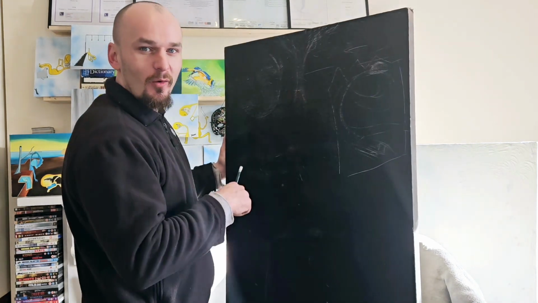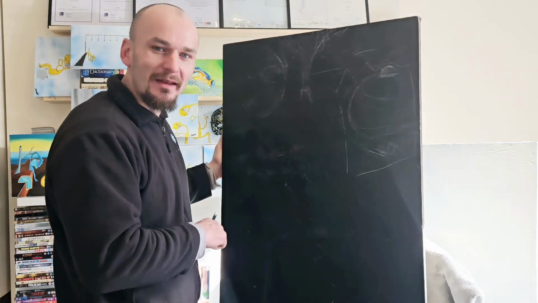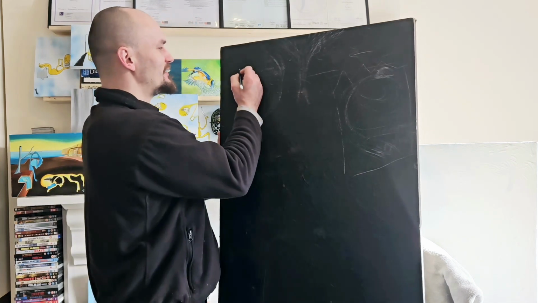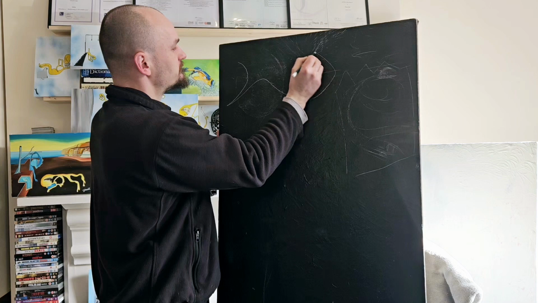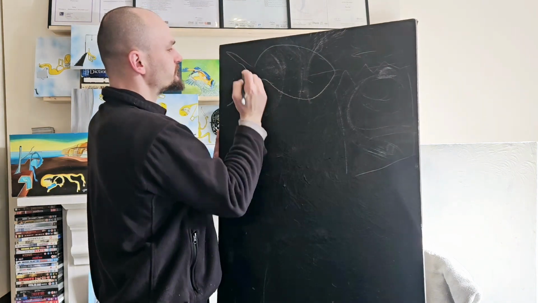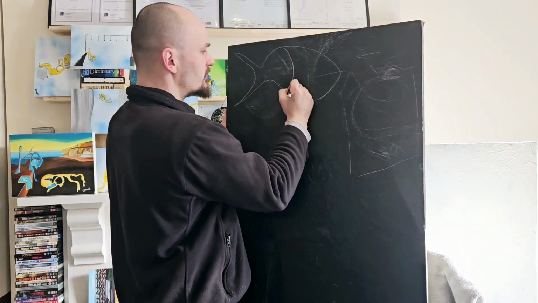So I'll probably fast forward this bit unless I get it done in under a minute, then I'll keep it in at real-time speed. But let's just draw our fish. Okay, now we've got our shape.